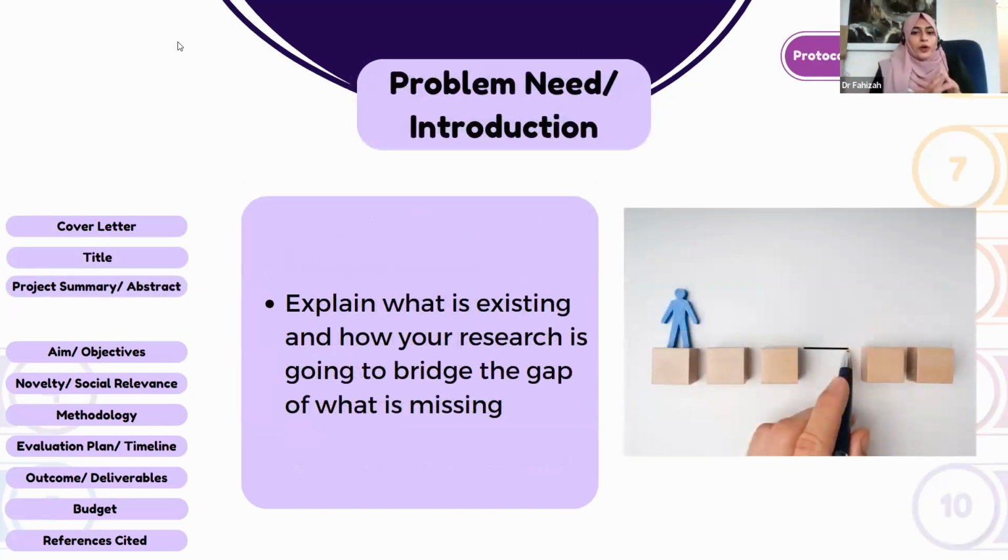Then coming to the problem need, or introduction or background, as they say here, highlight the problem for which your research is going to find a solution. There you have to put more stress on what the problem of the people is and where your research is going to find a solution for it.